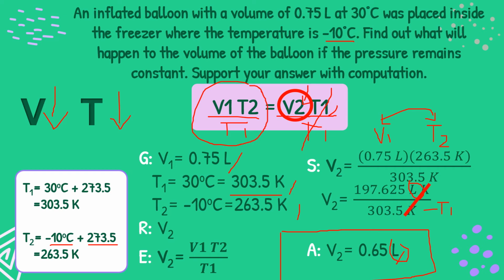So Charles states that at a constant pressure, volume is directly proportional to temperature. So as the volume decreases, the temperature will also decrease. Now let's have another example.